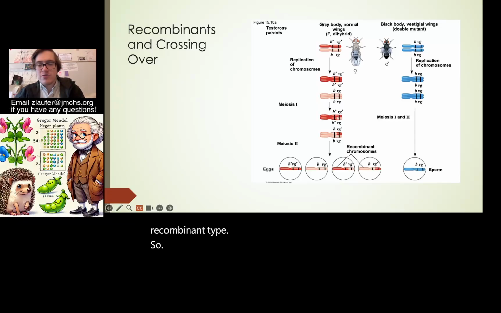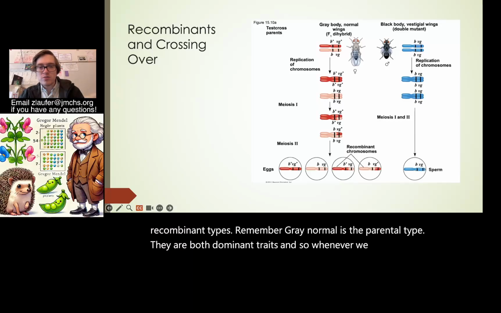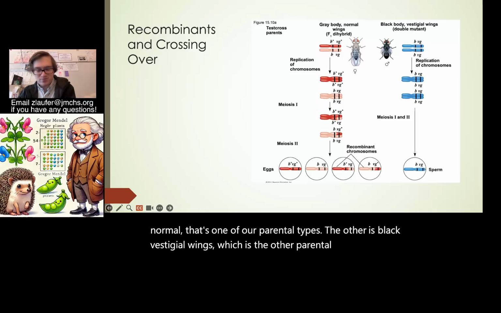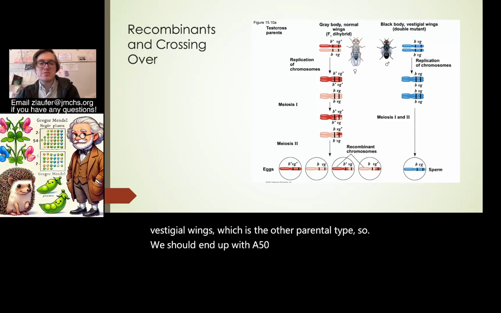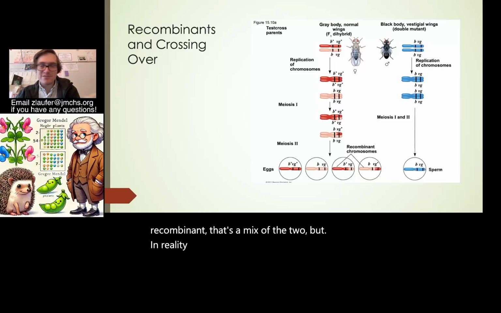This is showing how crossing over actually leads to the recombinant types. Remember, gray normal is the parental type. They are both dominant traits. And so whenever we see gray and normal, that's one of our parental types. The other is black vestigial wings, which is the other parental type. So we should end up with 50% parental type chromosomes, 50% recombinant, that's a mix of the two. But in reality, we will not actually see that.